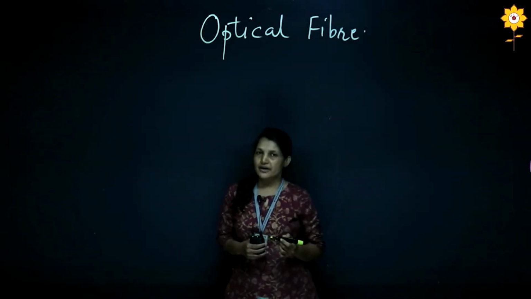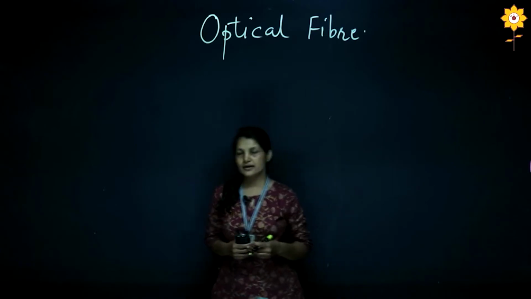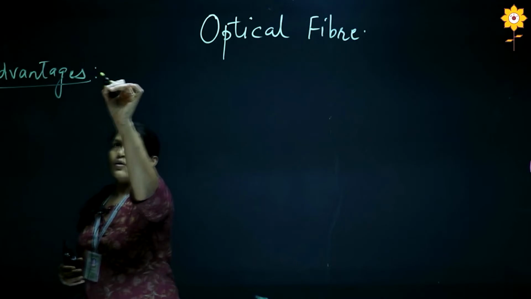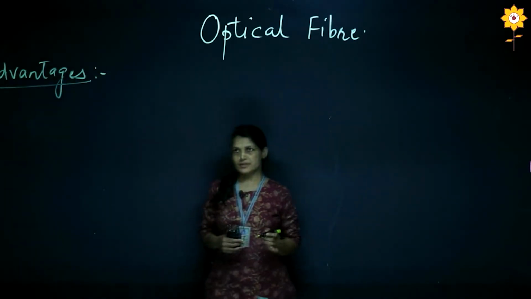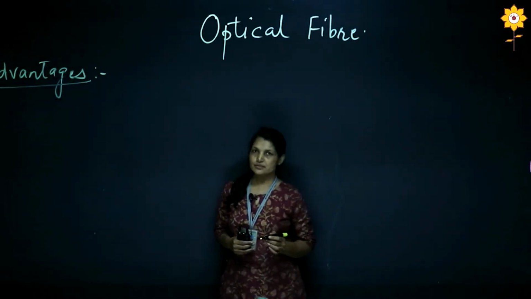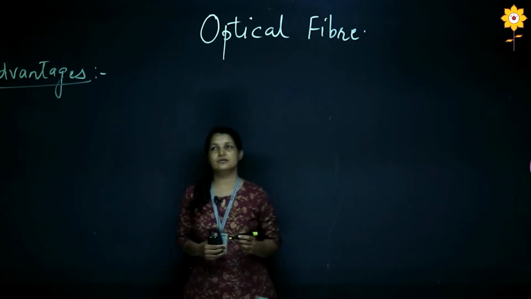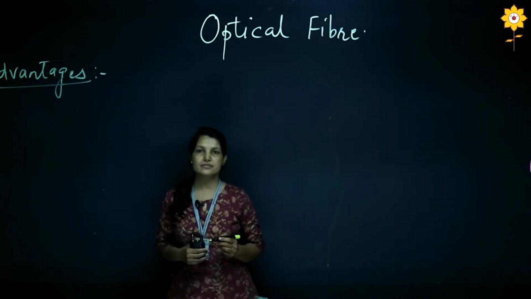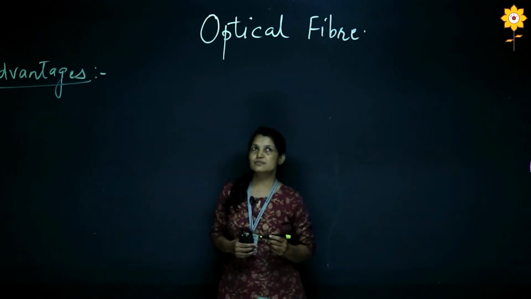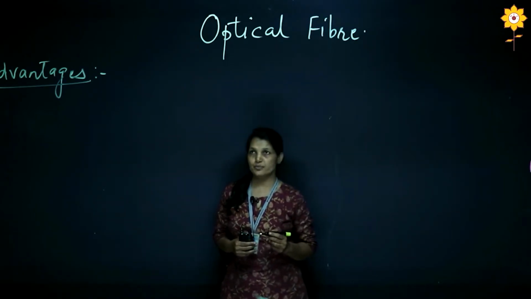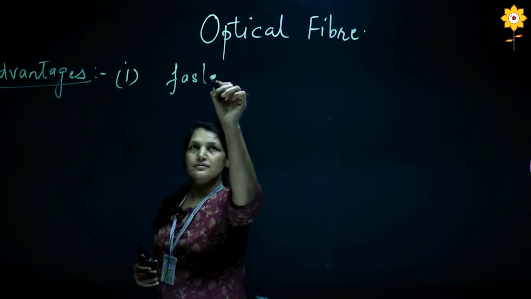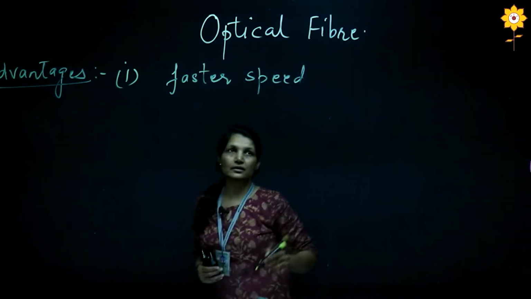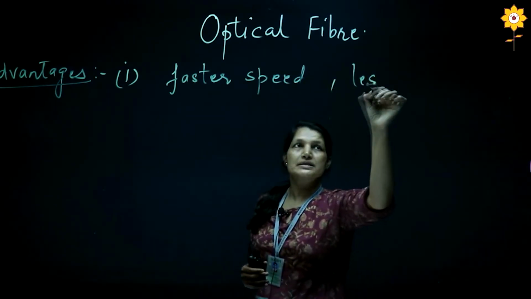It has many advantages over the metallic cable. We will first see the advantages over the metallic cable. Earlier, for data transmission, copper cables were widely used, and as you are aware, all the metallic cables are nowadays replaced by fiber optics. This is because fiber optics offers faster speed with less attenuation of the signal.